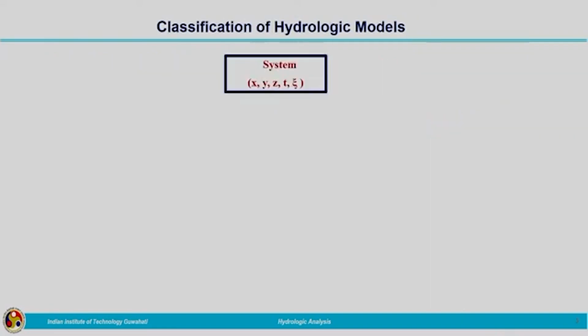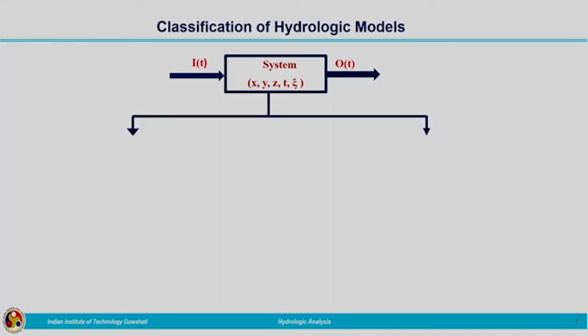Now coming to the classification of model, I have already shown this flow chart in the previous slide. System is acted upon by input I(t) and output O(t). We can see different types of model. When we consider different dimensions x, y, z, three spatial dimensions, temporal dimensions and randomness is also incorporated as a dimension. So by incorporating all these five, we can divide hydrologic models into deterministic models and stochastic models.